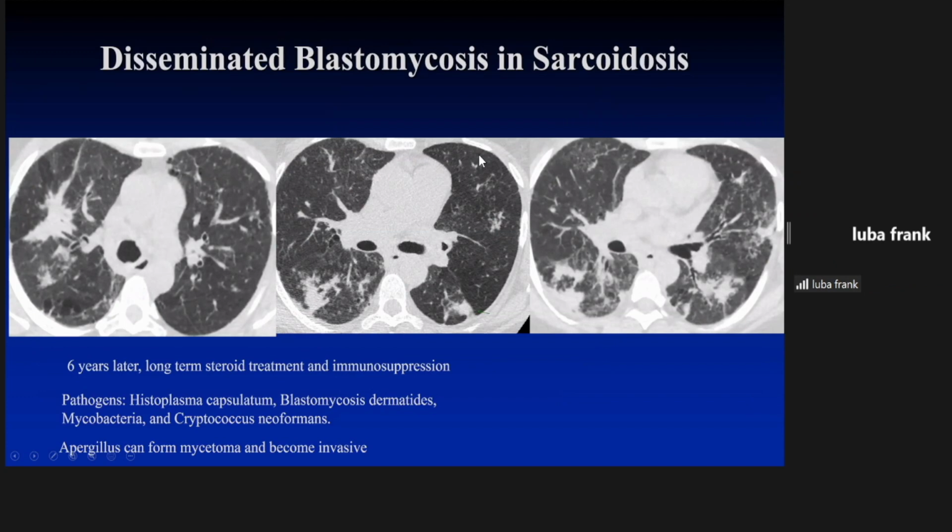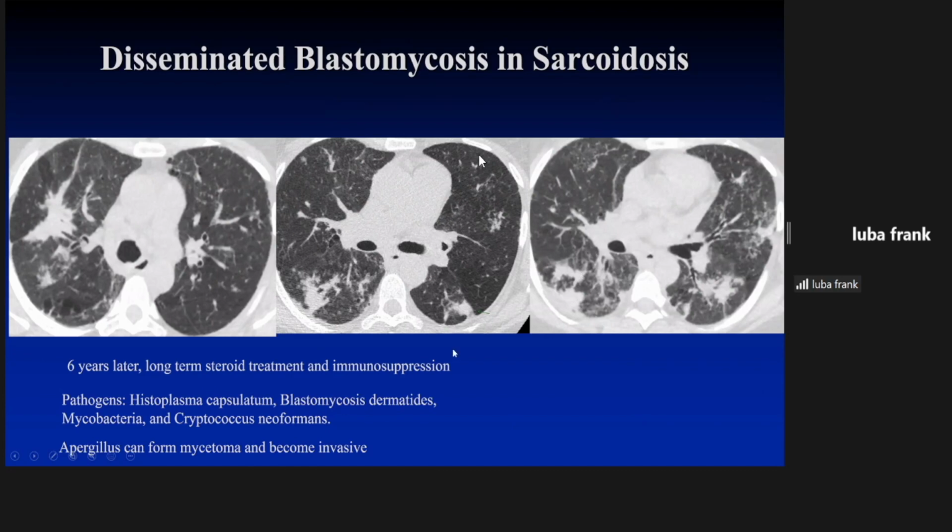However, 6 years later after that, we started seeing something different. We started seeing additional mass-like, ill-defined, scattered, randomly distributed nodules, but also mass-like opacities as well. And that's when this patient was diagnosed with blastomycosis in sputum. So what would be the differential diagnosis when we're looking at something like this?